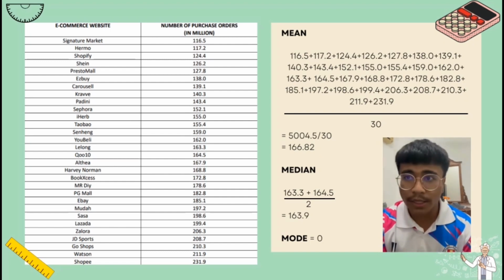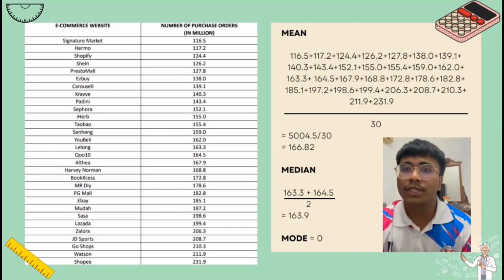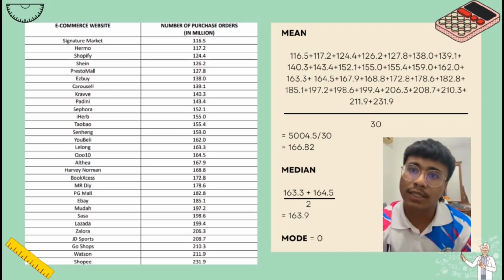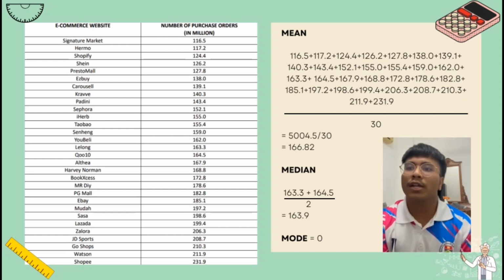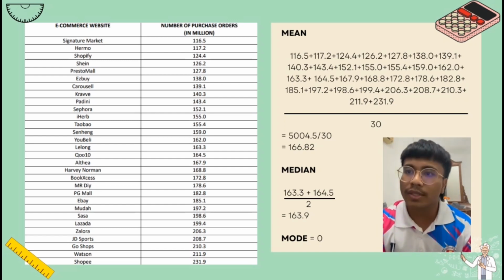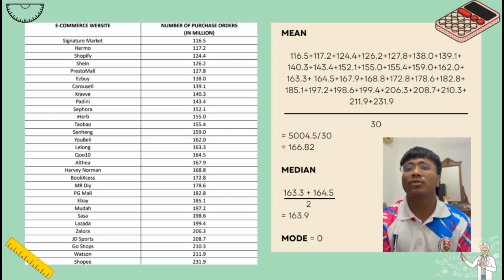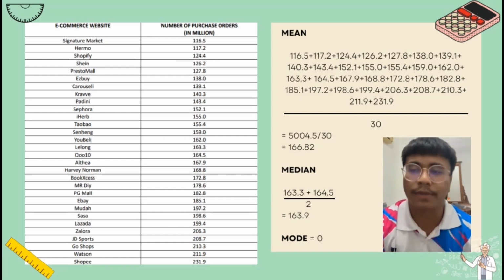Next, for the median, same formula, we search for the middle of the total, which is 30, and we get positions 15 and 16. For the 15th, we have the company Lelong, and the 16th is Q10. So Lelong has an amount of 163.3 plus Q10 at 164.5, divided by 2. So the median is 163.9.